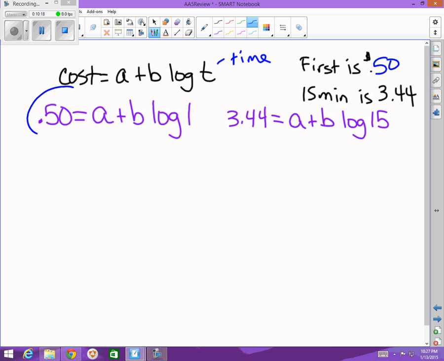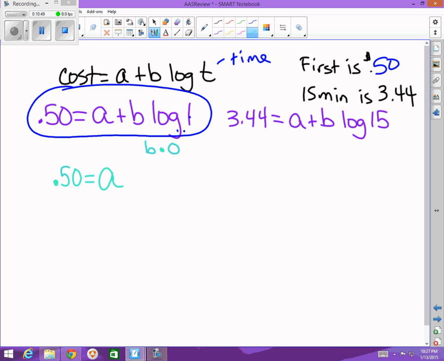Well, if you look at this equation right here, and this is the one you should look at first, because what is log of 1? Using your calculator, I hope you don't need to, it is 0. And 0 times b is still 0. So then a is equal to 0.50. See how that works?